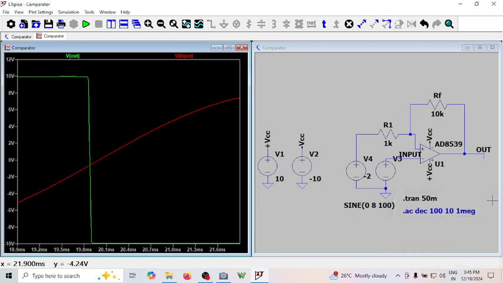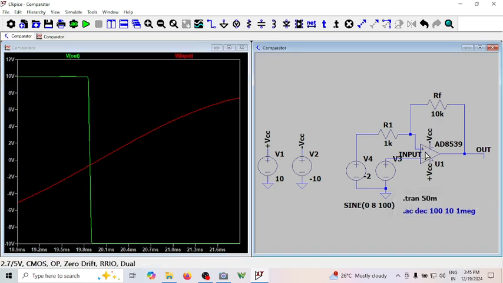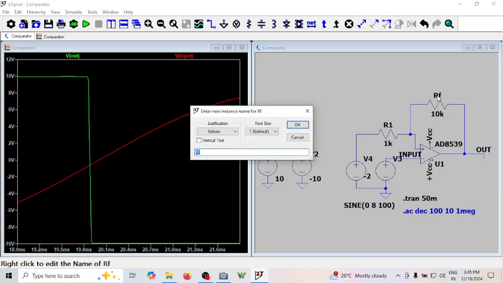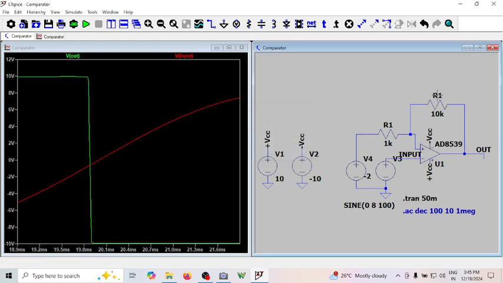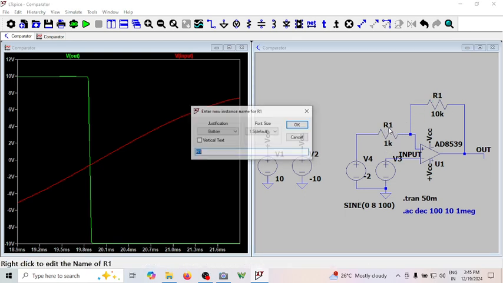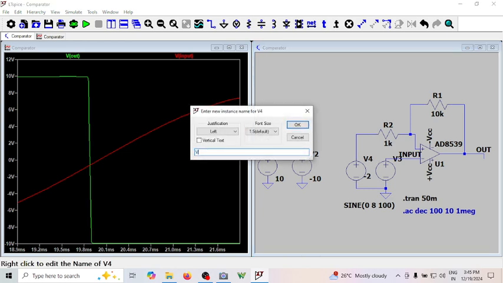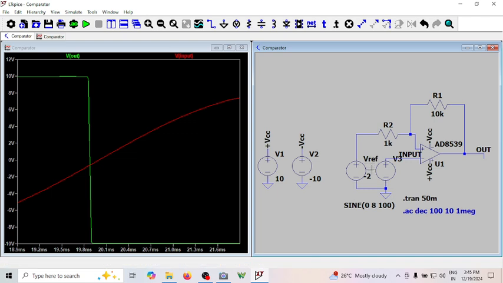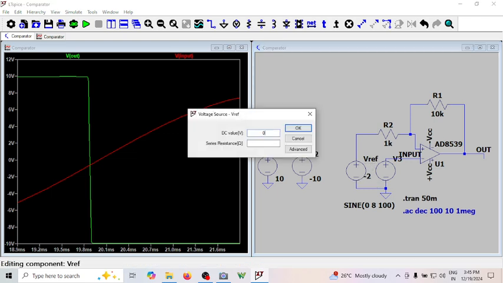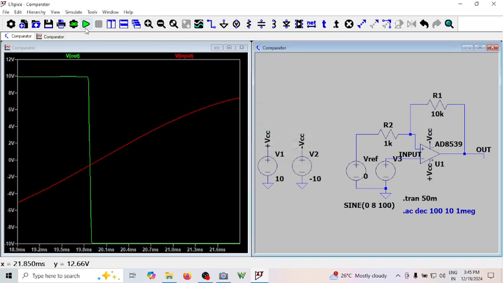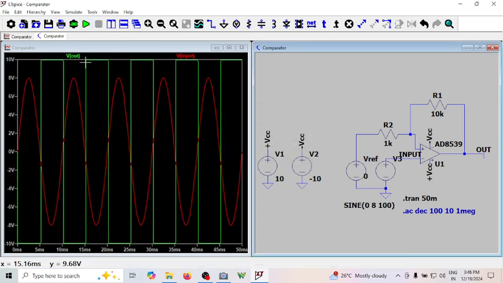So likewise, we'll note one such set of values so that you can do it for the others. Let me name this as R1, R2 in our usual pattern. So this is R1 as per our circuit, and this is R2 as per our circuit. Then let me name this as V reference so that you don't have any confusion. So this is V reference. Let me start with 0 for one such reading. Let me run now.